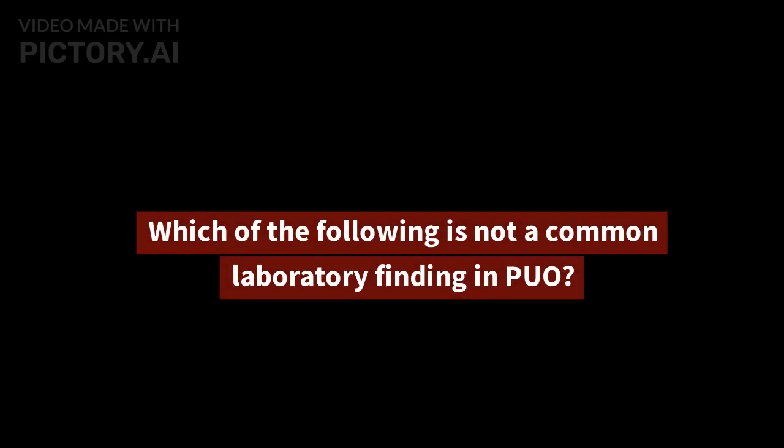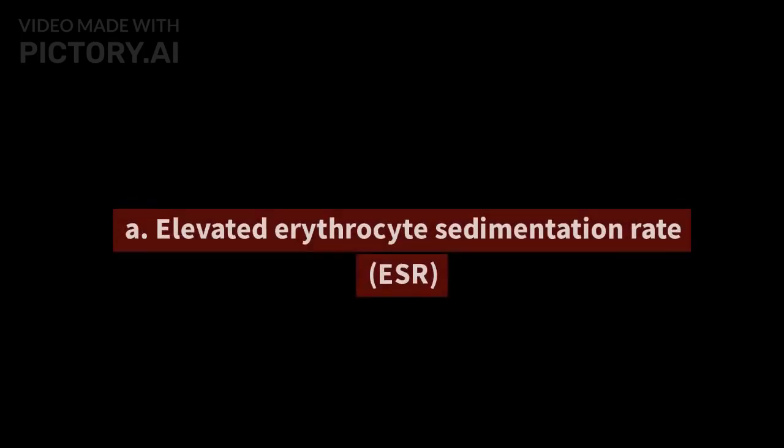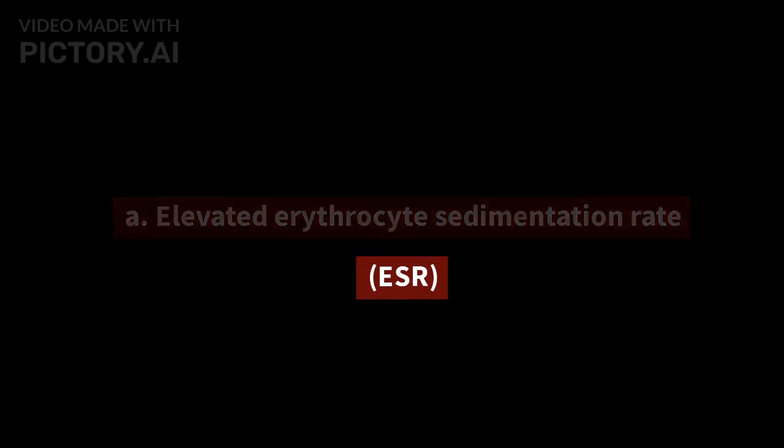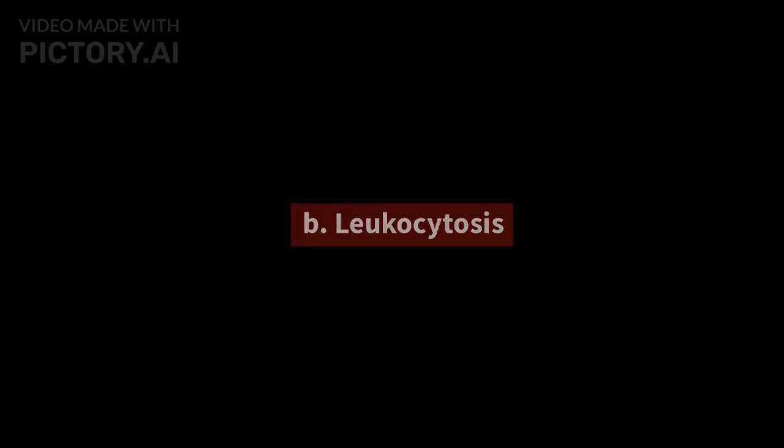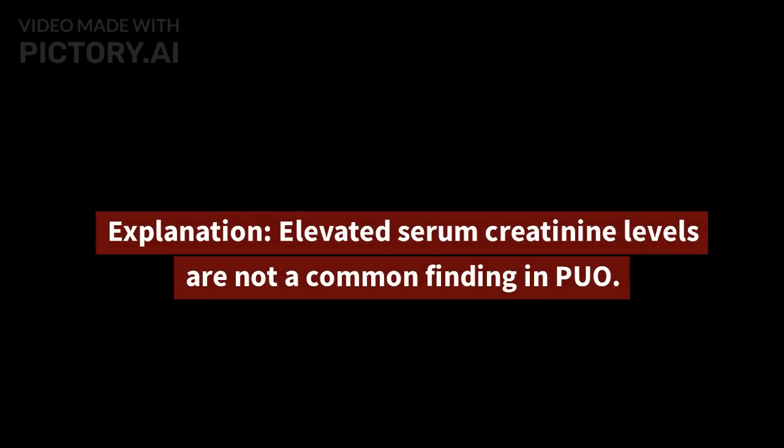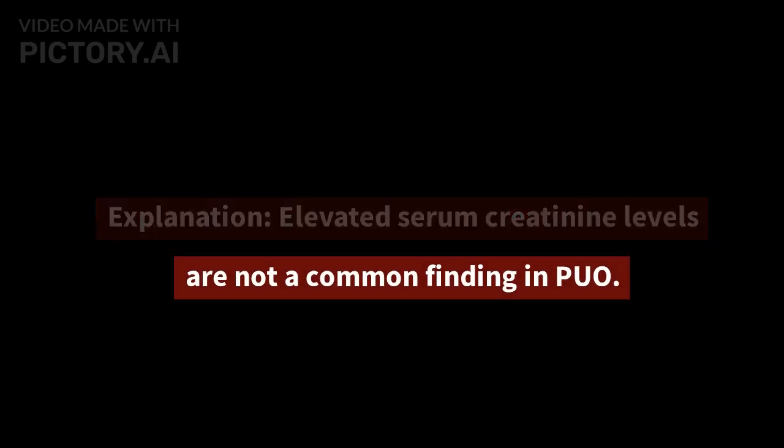4. Which of the following is not a common laboratory finding in PUO? A. Elevated erythrocyte sedimentation rate, ESR. B. Leukocytosis. C. Elevated serum creatinine levels. D. Hypergammaglobulinemia. Answer: C. Explanation: elevated serum creatinine levels are not a common finding in PUO.